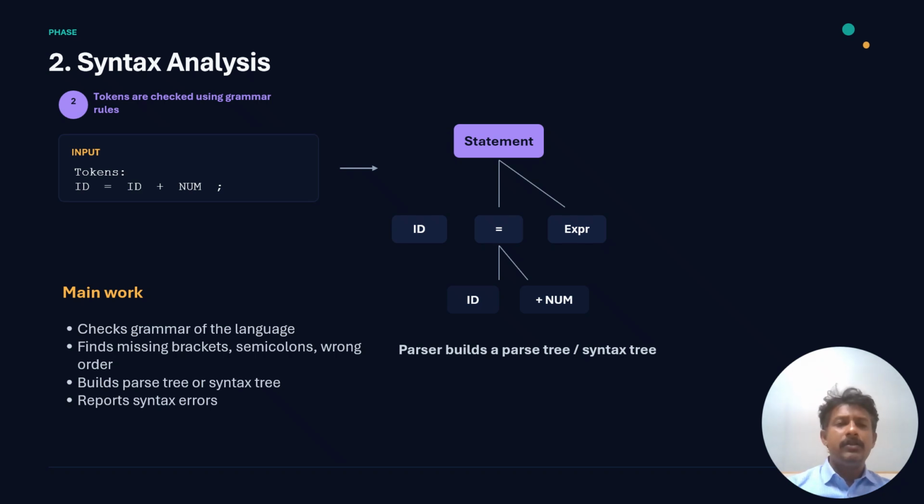The parser also creates the parse tree or syntax tree. The tree shows the structure of the statement. For example, in an expression with plus and multiplication, the tree helps to show which operation should happen first. So lexical analysis checks tokens, and syntax analysis checks grammar and structure.